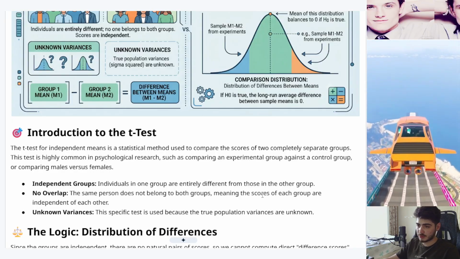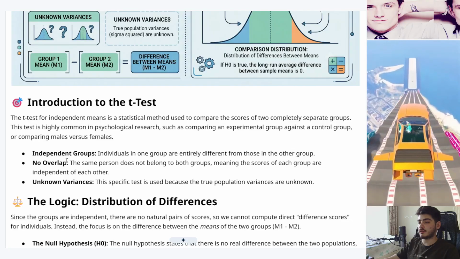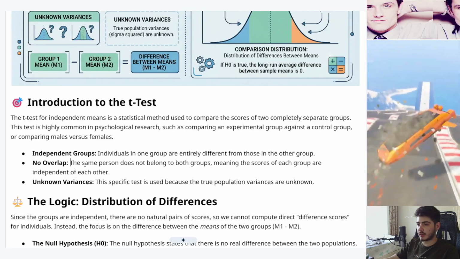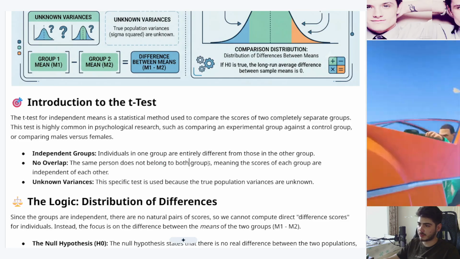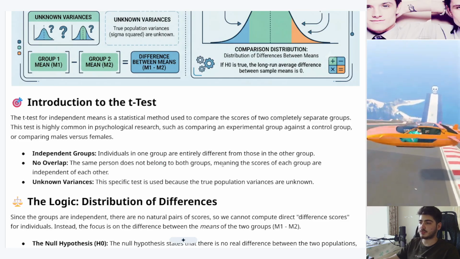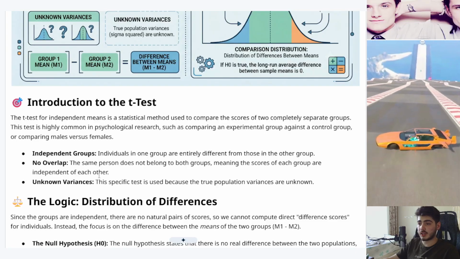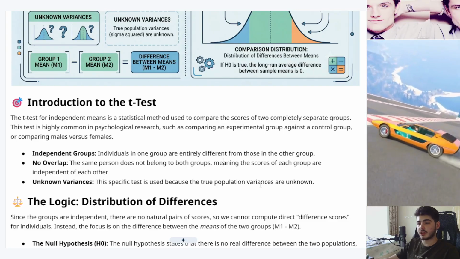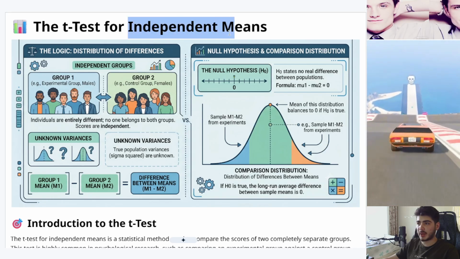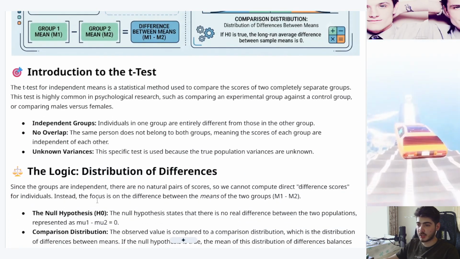Now, of course, individuals in one group are entirely different from those in the other group. This is a prerequisite that you have to meet. There is absolutely no overlap. The same person does not belong to both groups, meaning the scores of each group are independent of each other. Therefore, independent.